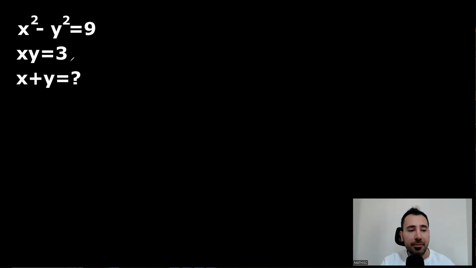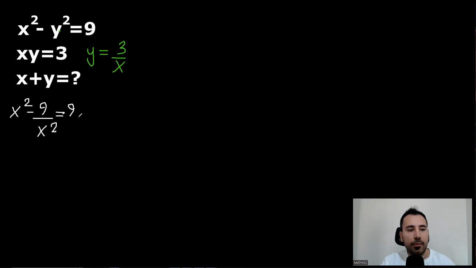Okay, the first way here is to write y in terms of x. So this would be 3 over x. And now instead of y, here, we will write 3 over x. So the equation turns into x squared minus 9 over x squared equals 9.